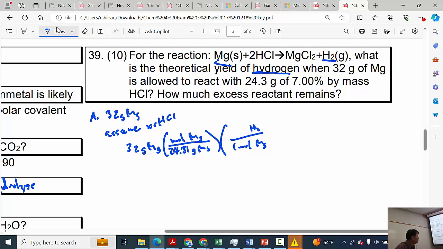Yeah, we go from moles to grams. The molar mass of H2 would be 2.02, but that's only 3 sig figs. I like 4 sig figs, so I'm going to use 1.008 times 2. 1.008 times 2 is going to give me 2.016. So 2.016 grams of H2 per mole.